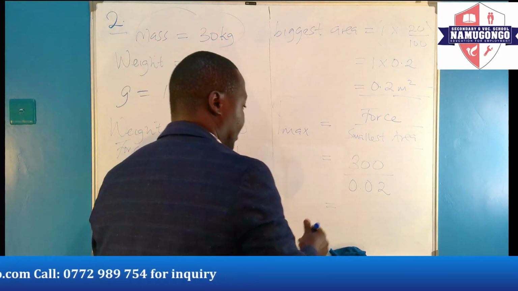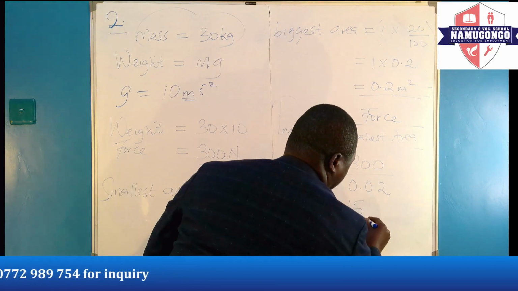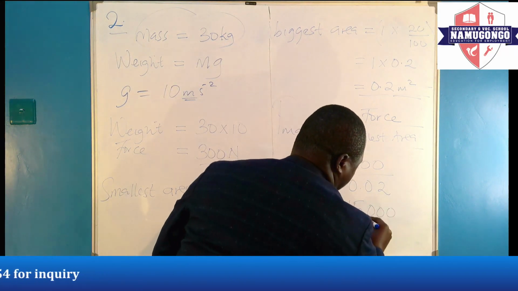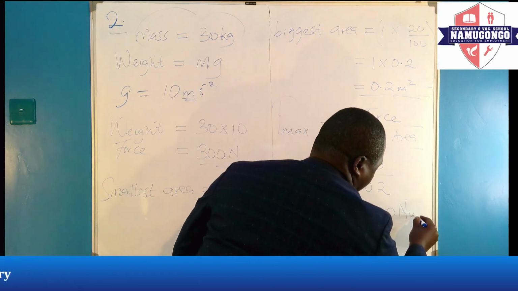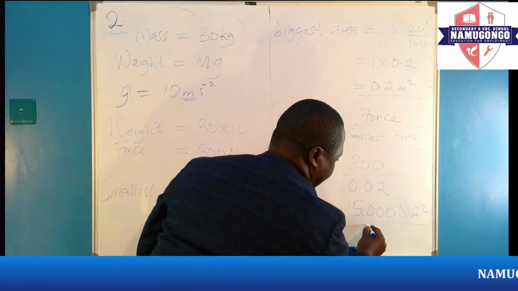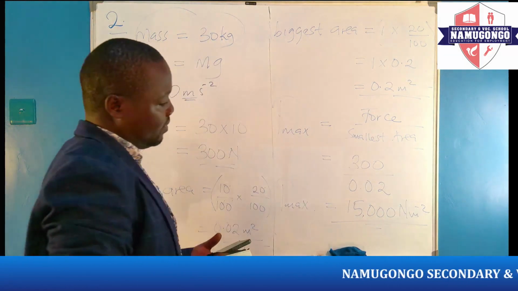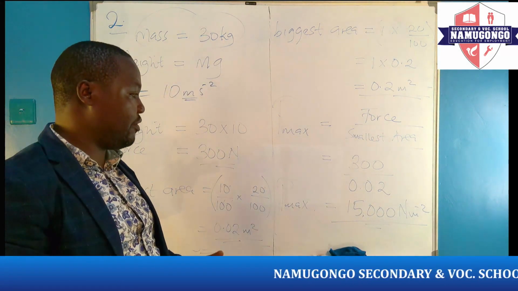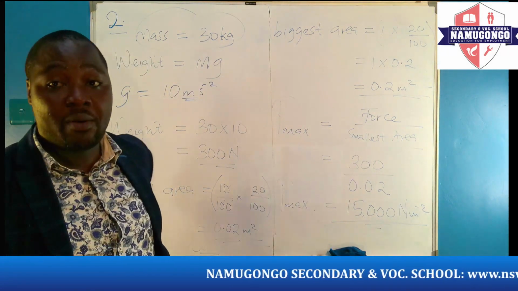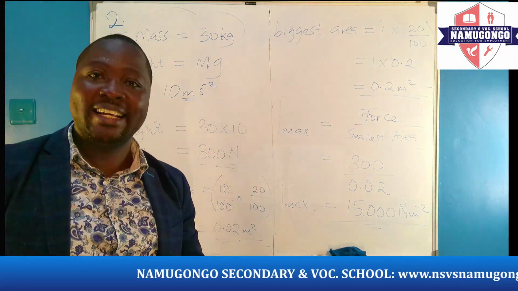15,000 newtons per square meter. So this is the maximum pressure. 15,000 newtons per square meter. Or someone can just write 15,000 pascals.